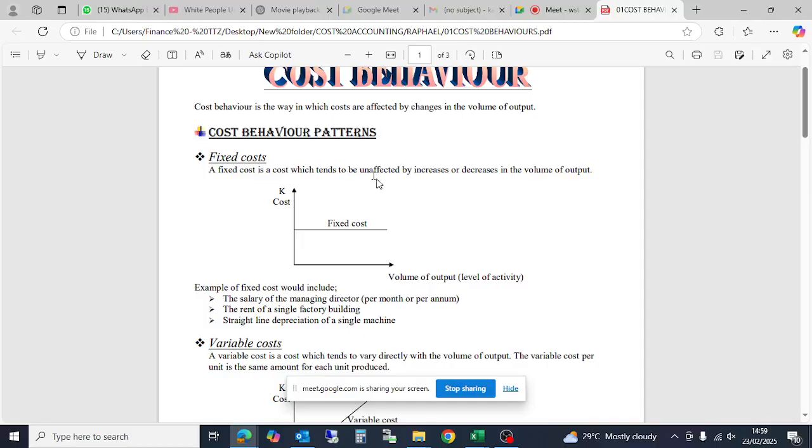Okay, so you see, here we have the cost and here we have the volume of output. So the fixed cost is right here. Even if production increases, it's still the same. It's not affected.